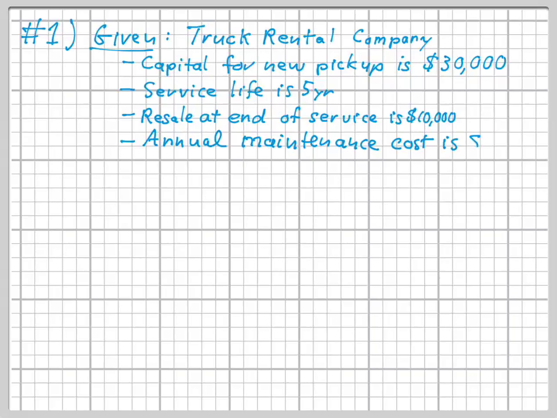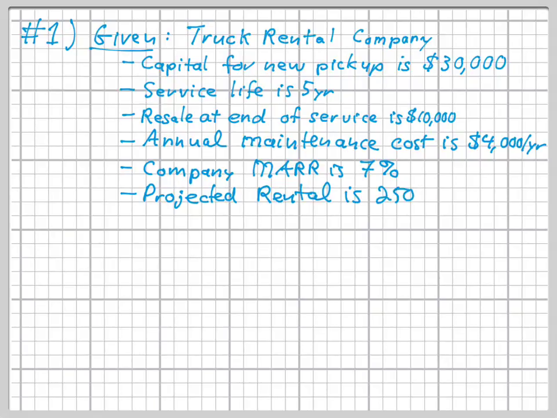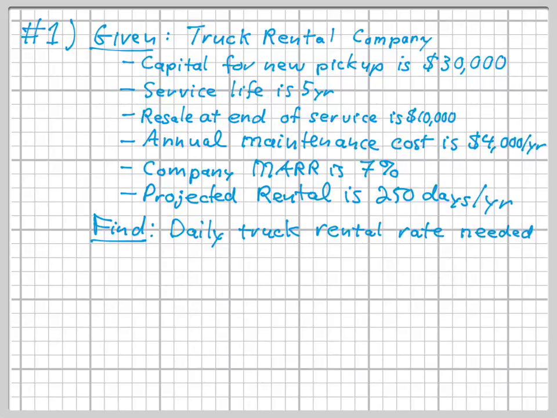We also know that there's an annual maintenance cost for the trucks of $4,000 per year, and that the company's minimum acceptable rate of return is 7%. And finally, we know that the projected rental is only 250 days out of the year. That is, we don't expect to rent the truck every day of the year, but just 250 days out of each year. What we want to find is a daily truck rental rate that's needed for us to make the company's minimum acceptable rate of return.